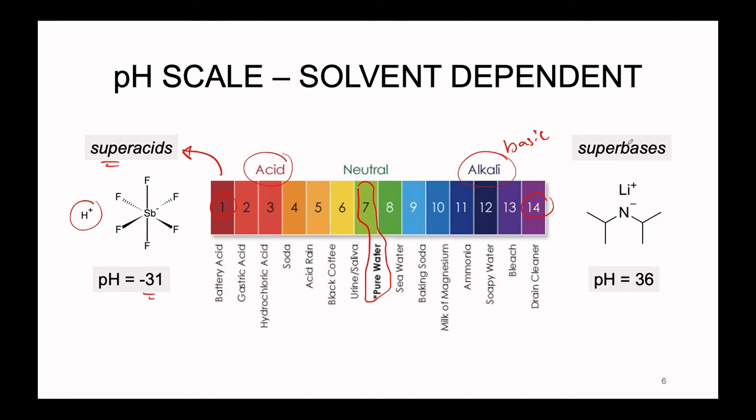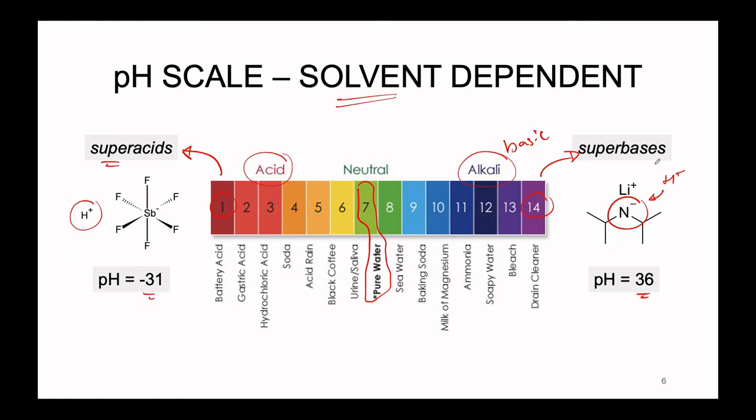The superbases, in contrast, are above a pH of 14. So the pH of this compound right here is a record 36. The nitrogen present here is able to pull H pluses to it very, very strongly. Now, the reason why or how we get to these very incredible superacids and superbases is because we either synthesize them in solvents that are not water, or they just exist in solvents that are not water. For instance, this superbase, I believe, is a superbase only in organic solvents, things like acetone or benzene, not water.